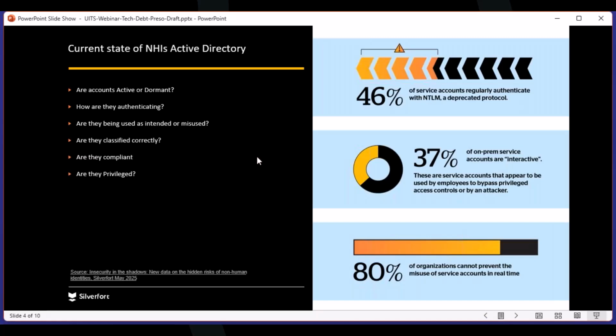So that's the example of a service account logging on interactively, a human account behaving like a service account, shared accounts doing things that they shouldn't be doing. How do you know when that happens, right? Are you just chasing logs? Do you see something somewhere in your environment that sets you off, or do you have a centralized location where you can figure that out?